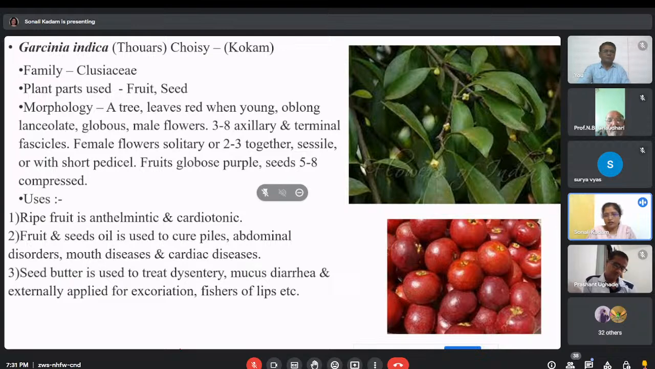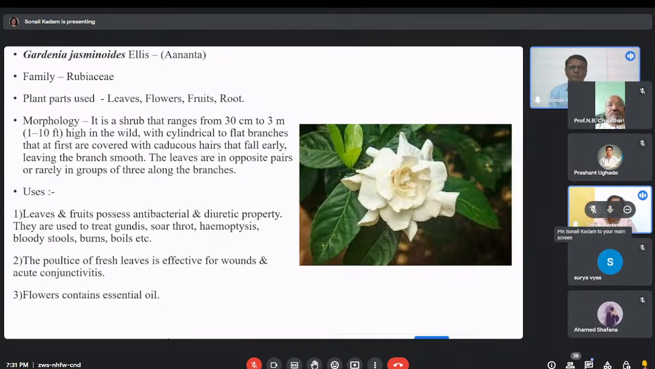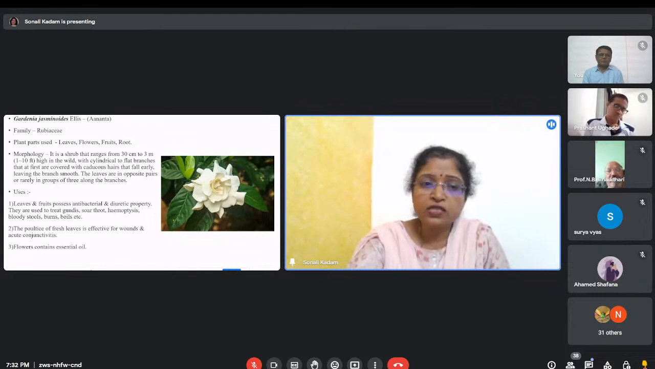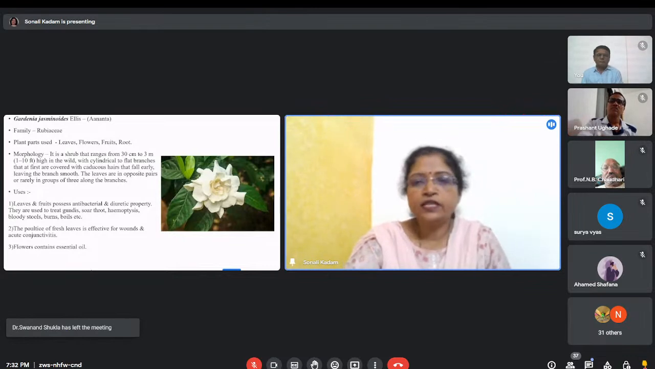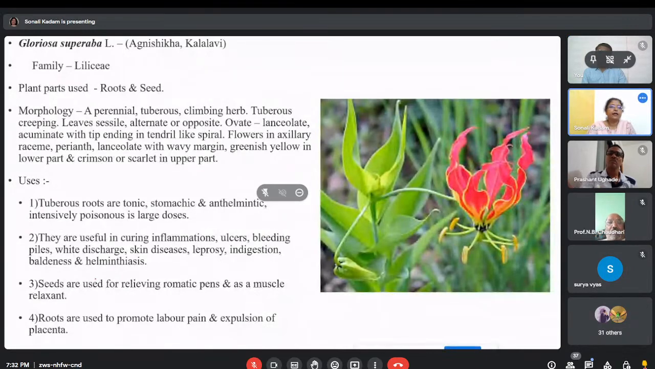Then the Ananta flower, you must have seen the Ananta plant. The leaves and the fruits possess antibacterial property. They are used to treat gundis, that is galgunda we call. Then bleeding stools or burns and boils or wounds, you can just apply these leaves on the wounds. It relieves. The flowers also have essential oils. It has a good smell.